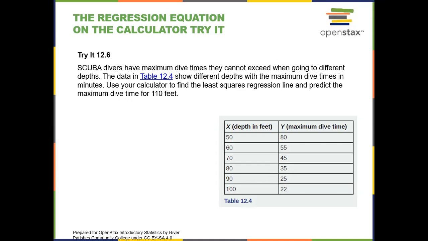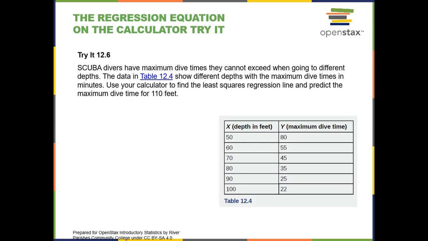Then I press the right cursor key on the top right corner, and type in the y values: 80, then 55, then 45, then 35, then 25, then 22. It seems like as x increases, y decreases.